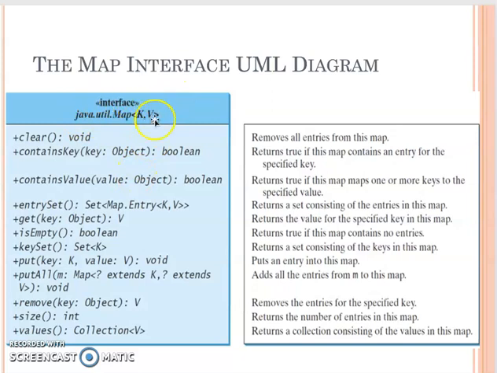In the map interface, every time you create a map, your angle brackets have two data types. The first one is the key, the second one is the value. Then you can use containsKey: give me the key, and it tells you whether the map has this key or not. You can also use containsValue to only check the value. And you can clear all the entries in the map.